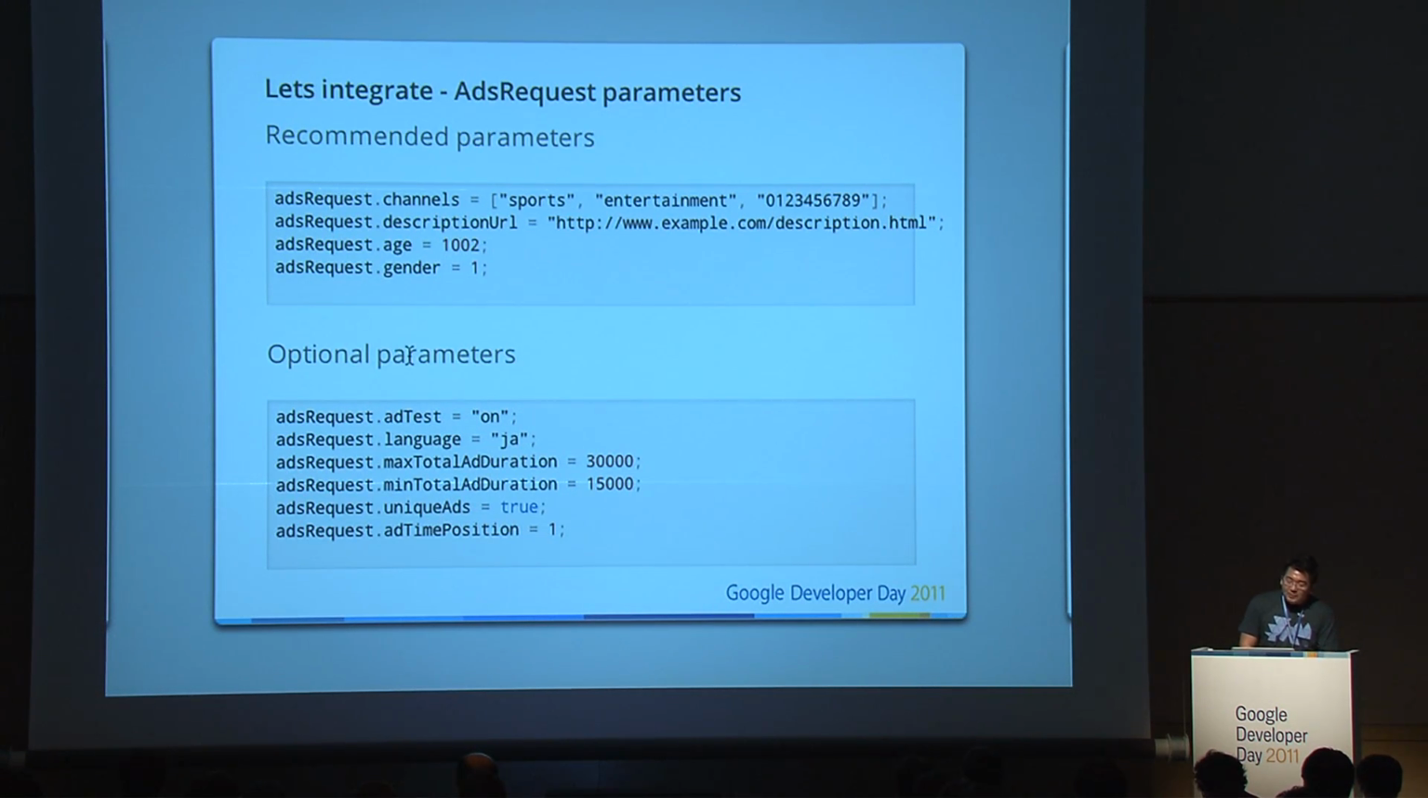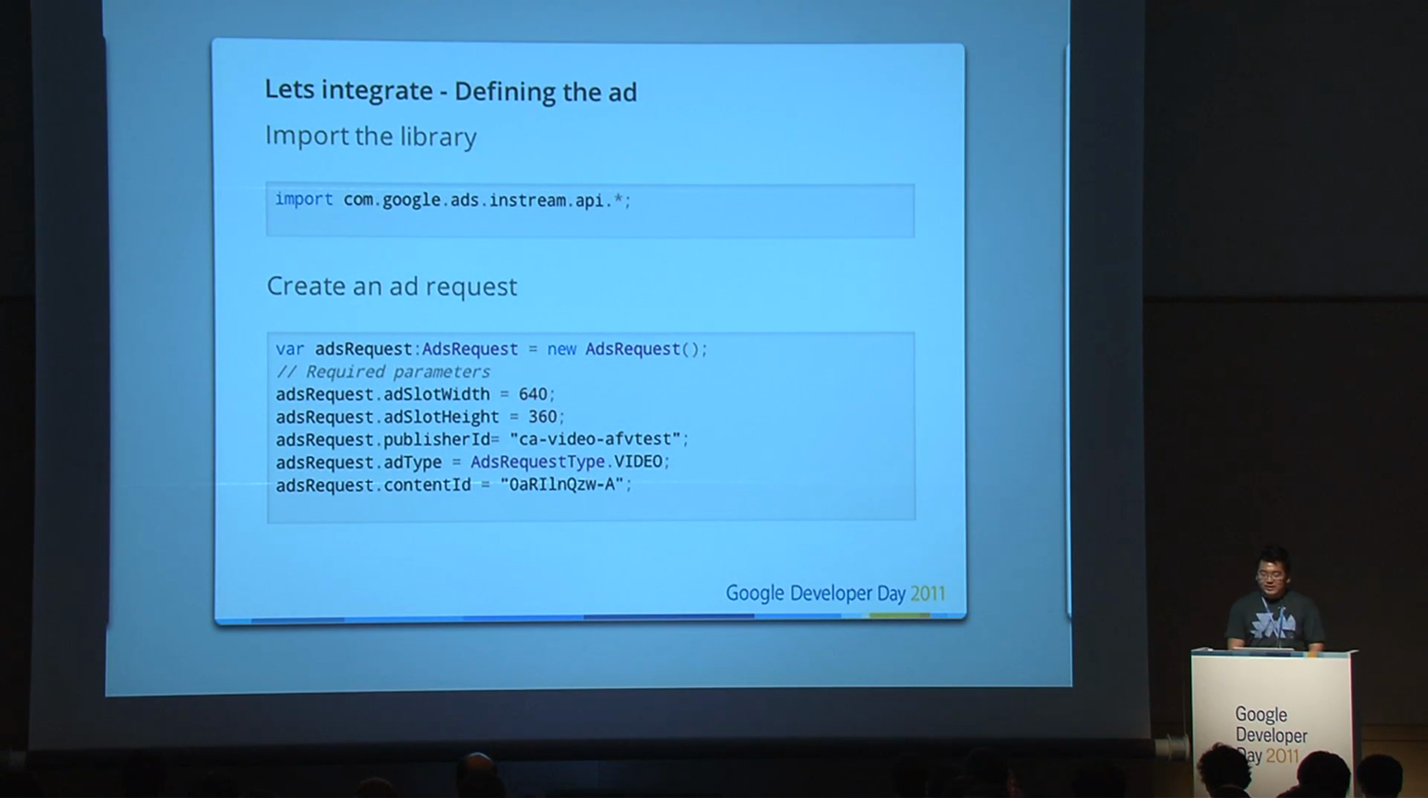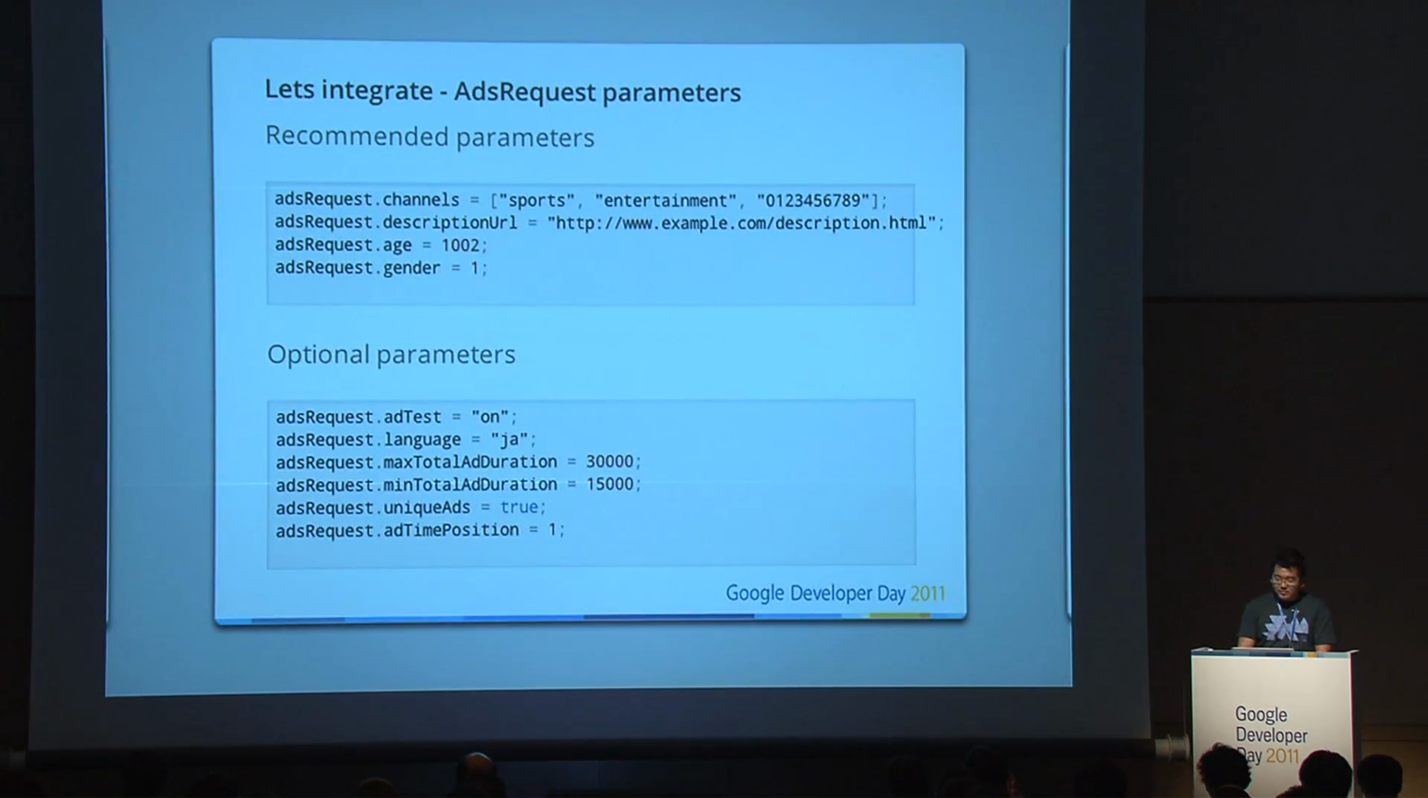There's a few more optional parameters. So ad test defines that you're actually testing. If you leave this on, you won't get paid out. So you probably want to turn this off. Also, we have the language. So in this case, you can define the language that you want the ads to appear in. The total ad duration, how long do you want the ad to play? And unique ads. So this one will only display unique ads through ad placements with the same content ID.